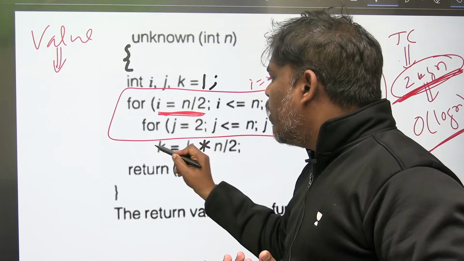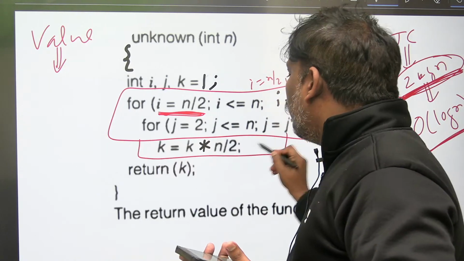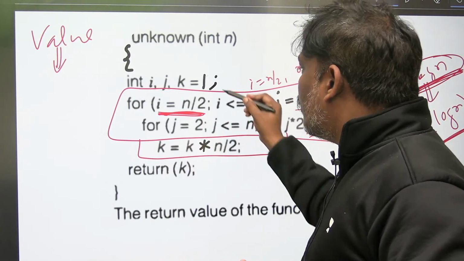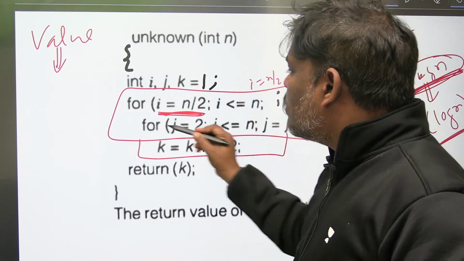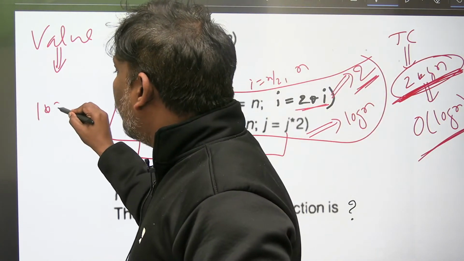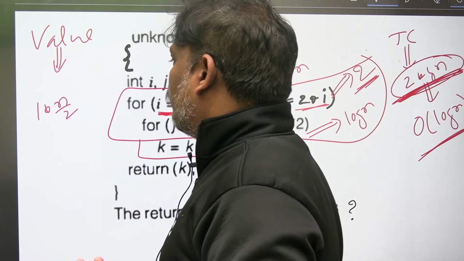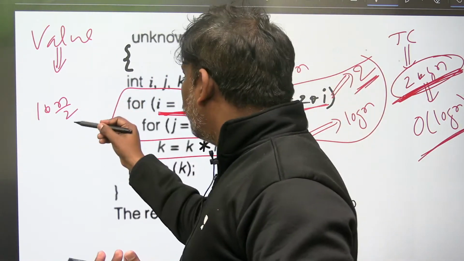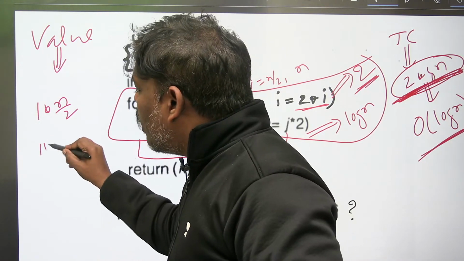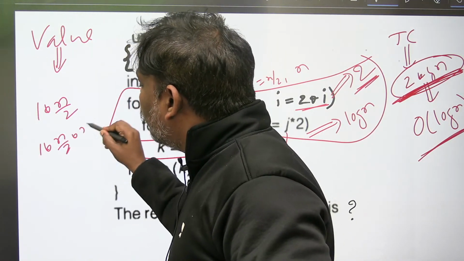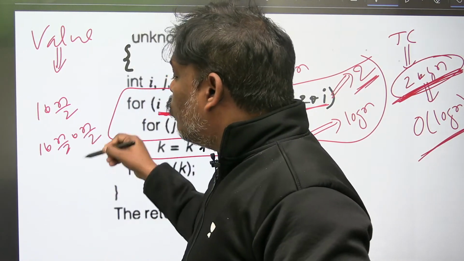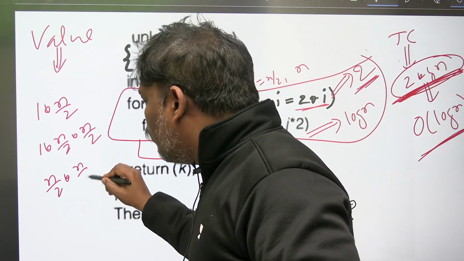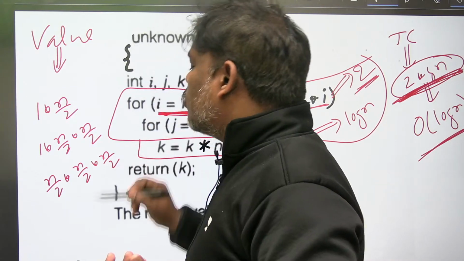For each I value and j value, you will come inside k. Only one statement belongs to k. Can you help with the k value? First time, k value is 1 into n by 2. Second time, whatever is there into n by 2 again, so n by 2 into n by 2. Third time, n by 2 into n by 2 into n by 2.